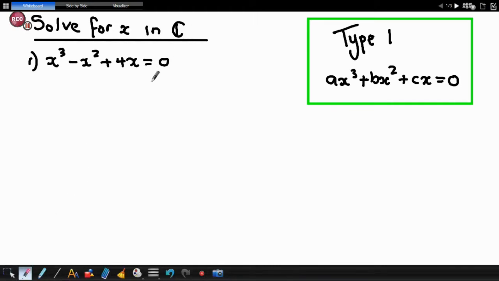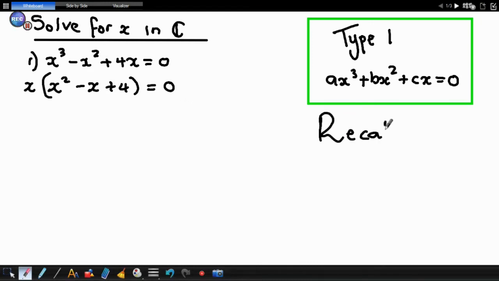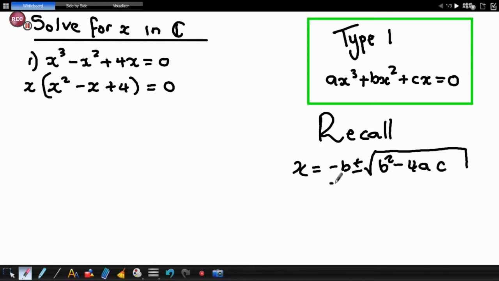So if you look at number 1 here, all that I need to do is just take out a common factor of x, and then I will be left with x squared minus x plus 4 equal to 0. Now, inside this bracket, I have a quadratic equation, and I can solve this using the quadratic formula. Just to recall, the formula is that x is equal to negative b plus or minus the square root of b squared minus 4ac all over 2a.